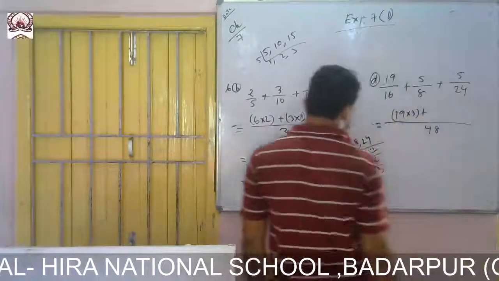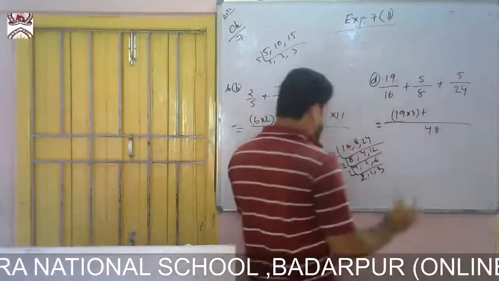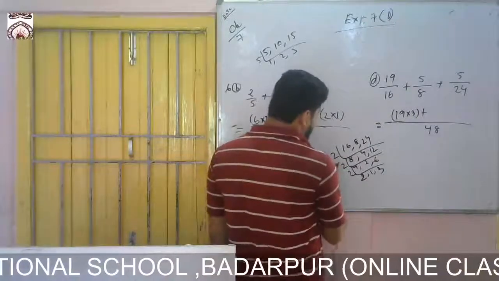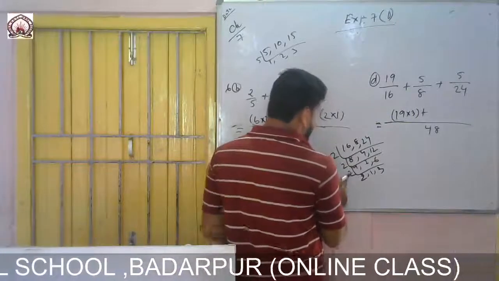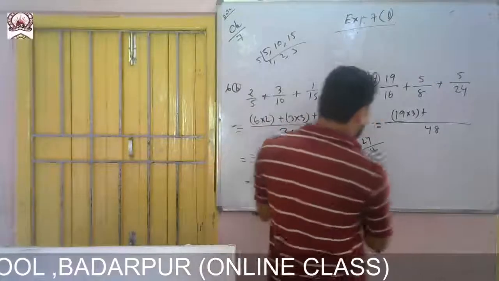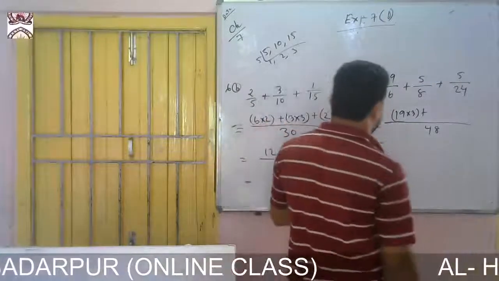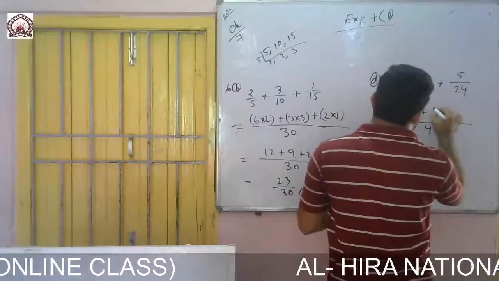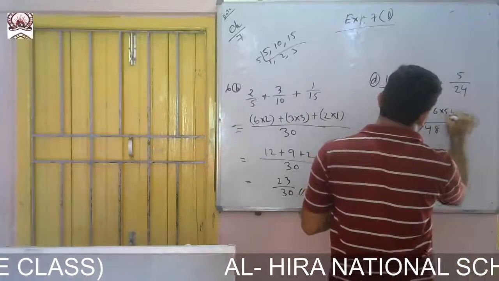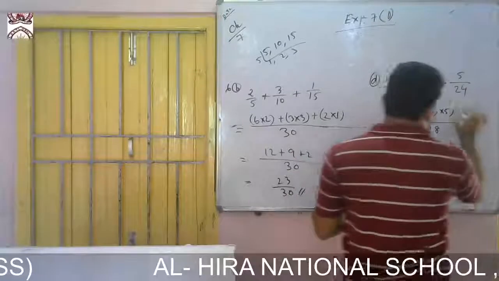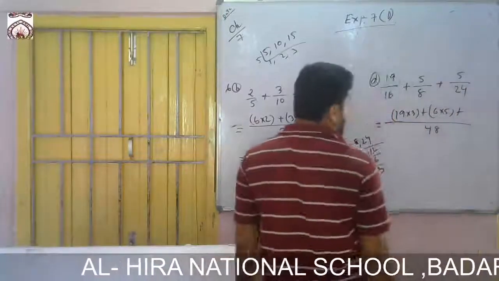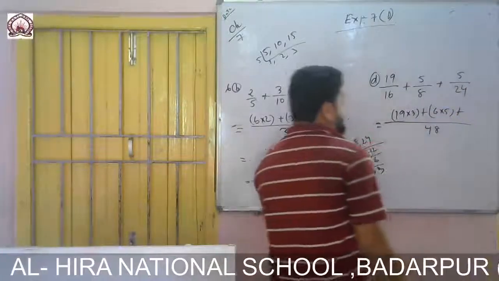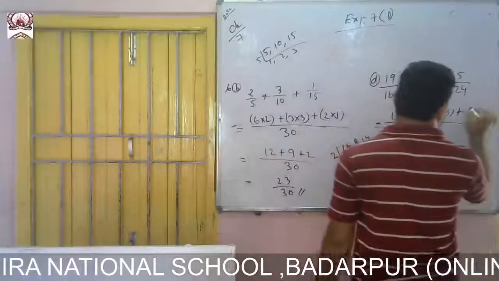Okay, plus 8. So here like this you can do. 2 1s are 2, 2 2s are 4, 4 2s are 8. Remains 6, so 6 5s. Now 24: 4 2s are 8 and 2 2s are 4, so 5 2s are 10.